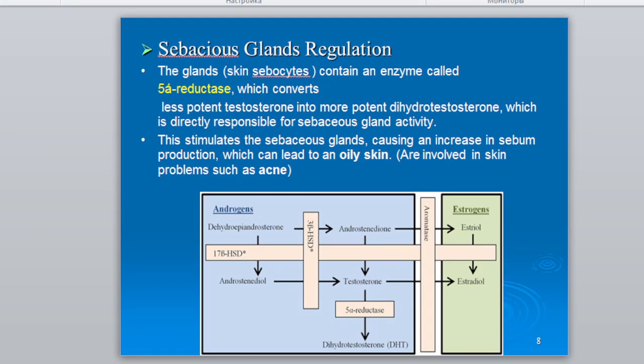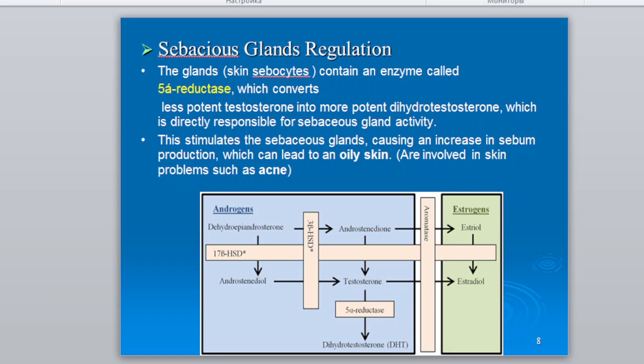Next, sebaceous glands regulation. The skin's sebaceous glands contain an enzyme called 5-alpha reductase, which converts less potent testosterone into more potent dihydrotestosterone, which is directly responsible for sebaceous gland activity. This stimulates the sebaceous glands, causing an increase in sebum production, which can lead to oily skin. They are involved in skin problems such as acne.